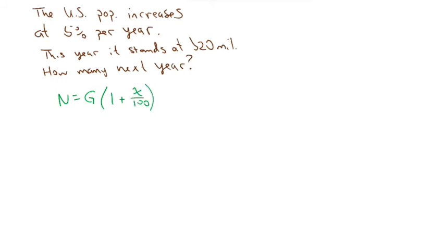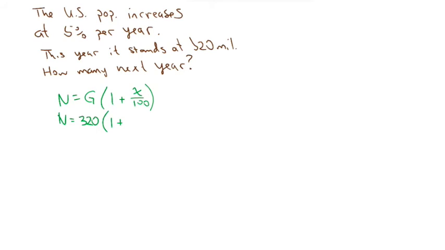Do I know the new value? 320 million, yes. No. What's 320 million? Oh, this is this year, and we're talking about next year. So the new we do not know. The population as it stands now is 320 million. Plus, what's x?